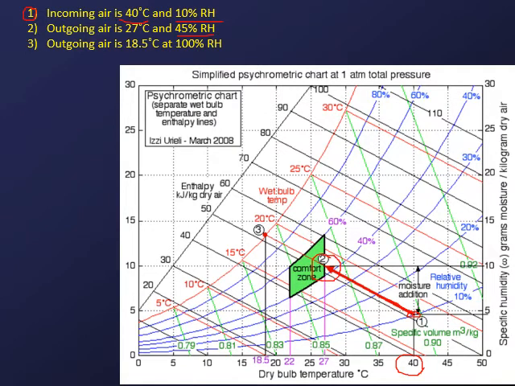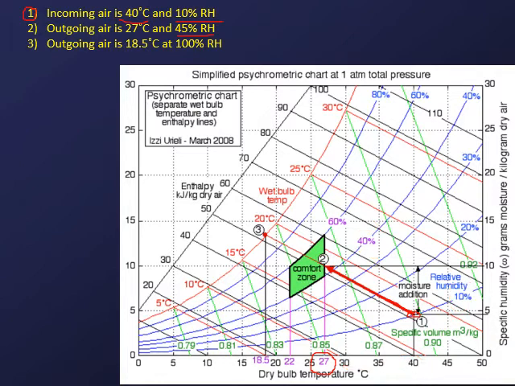And then we go from this intersect down to the temperature, and you can see that it's 27 degrees. So we went from 40 degrees down to 27 degrees just by adding moisture to the air from 10% to 45%. We're just past the 40 here, 45. That's what they consider comfort zone.